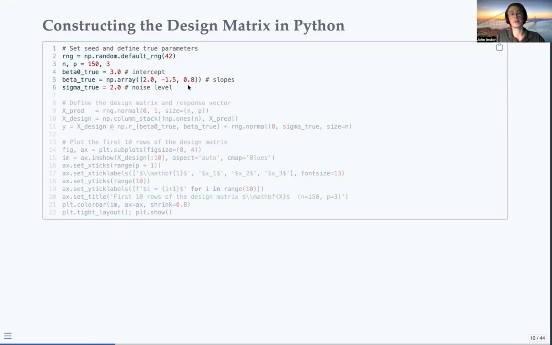And I won't go into the details about this, but I've added little comments through this to hopefully help if you want to work through it yourself. You can see here we start by setting the seed and we define all the parameters here.